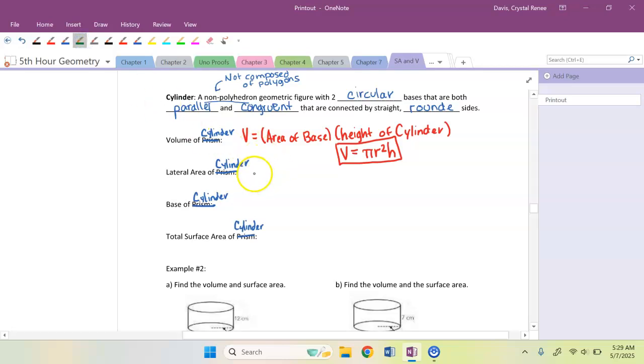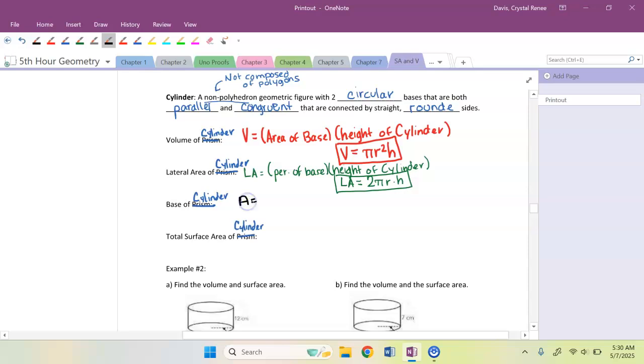Now the lateral area. This is still going to be the perimeter of the base times the height of the cylinder. But luckily for us, the base is always a circle, so the perimeter of the base is just the circumference, 2 pi r, times h. So our lateral area is just 2 pi r h. It's much more straightforward.